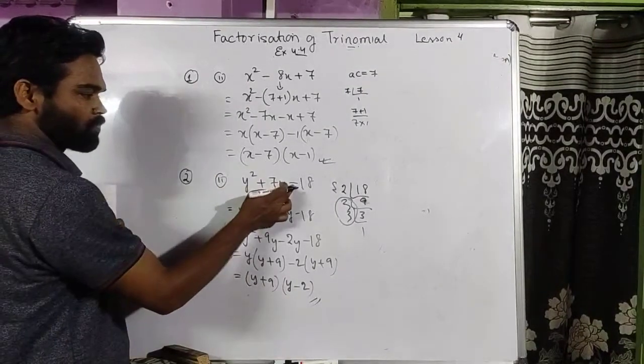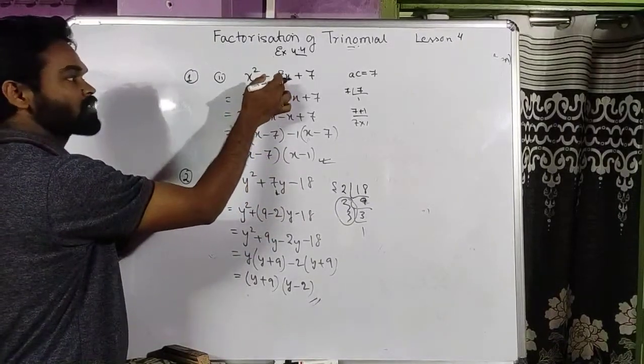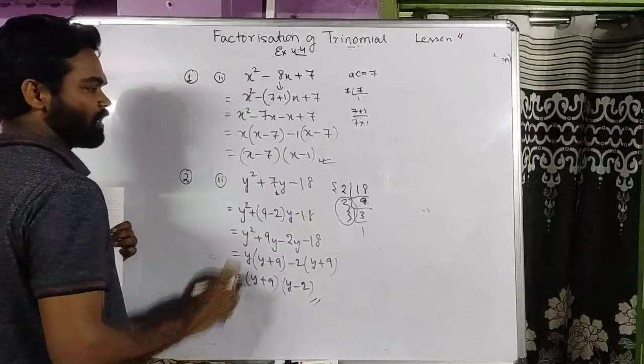Be careful. Over here, this was negative, so this will be expressed as a difference. Both are positive, so this will be expressed as a sum of two numbers. Okay?